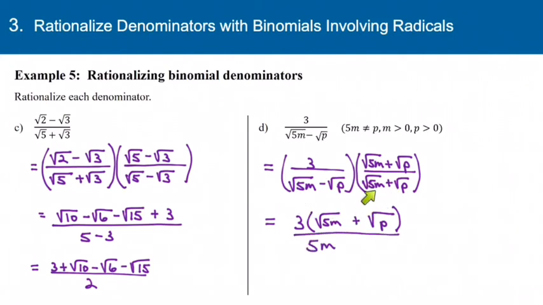Outer and inner are going to add up to what? 0. You guessed it, because these are conjugates. And then last times last is negative p, because square root of p times square root of p is p. Okay, now there's nothing we can do to combine or simplify that. In the top, you could distribute this 3, but it's really not necessary.